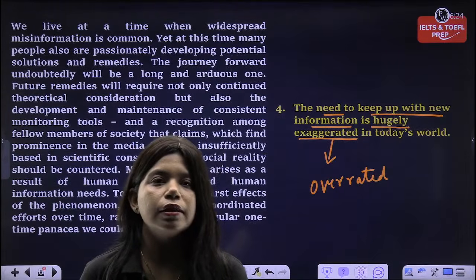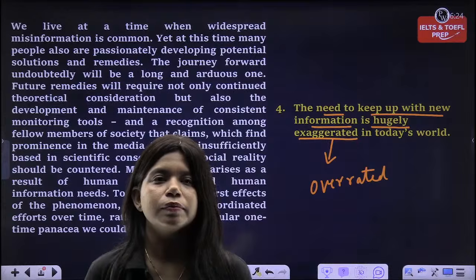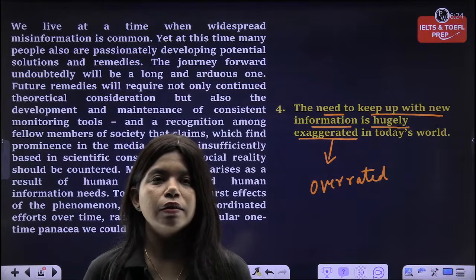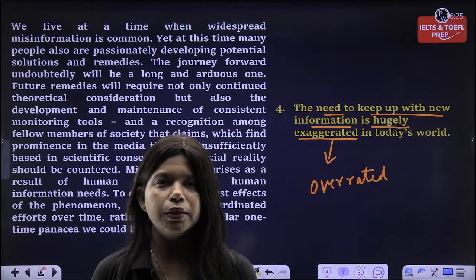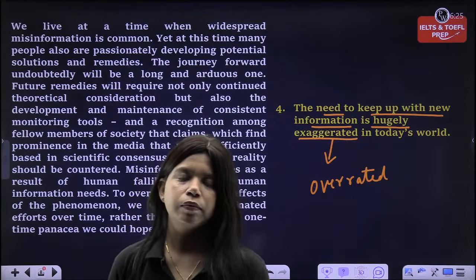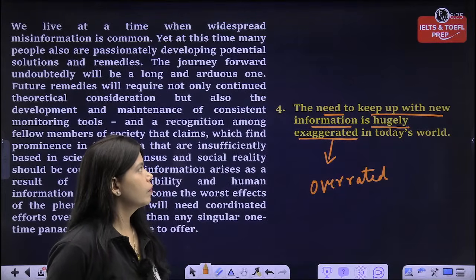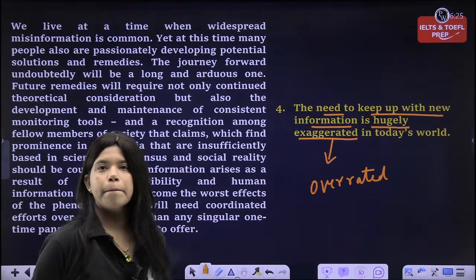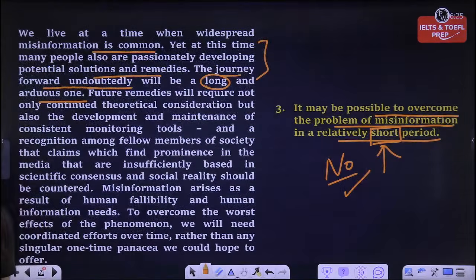Confused between not given and no. No means there should be opposite information. Ask yourself, is there any opposite information? I'll give you 1 more minute.